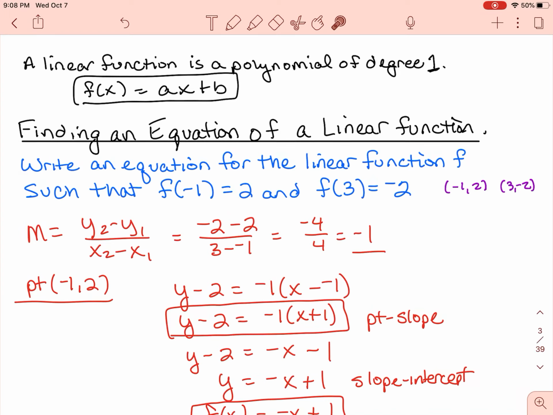So you take negative 2 minus 2 over 3 minus negative 1. You get negative 4 over 4, which is negative 1. So that's the slope. We pick either one of these 2 points. I just picked negative 1, 2. So it's going to be y minus 2 equals the slope, negative 1, times x minus negative 1, which is x plus 1. That's the answer in point slope form.